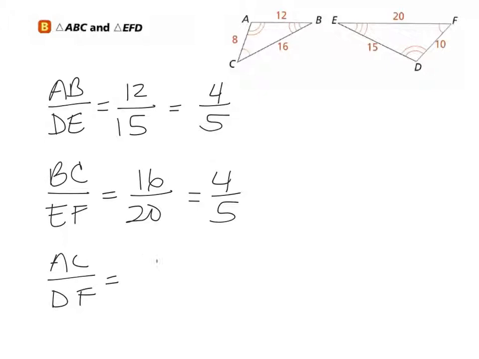AC is 8 and DF is 10, and again simplified 4 to 5. So yes, the two triangles are similar and the scale factor is 4 to 5, either written as a fraction or as 4 to 5.